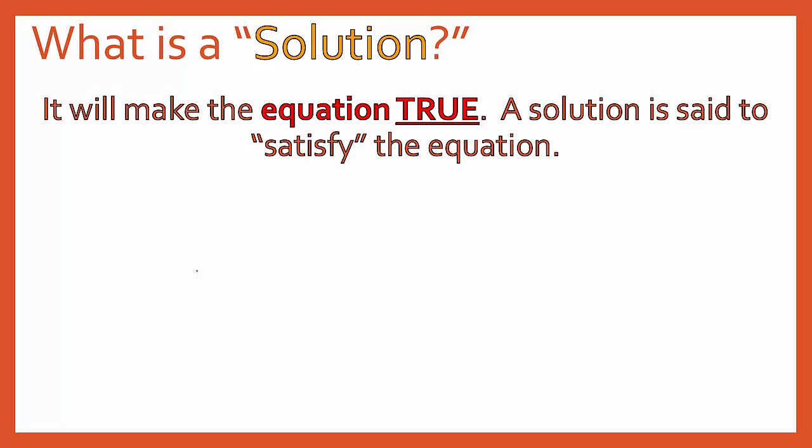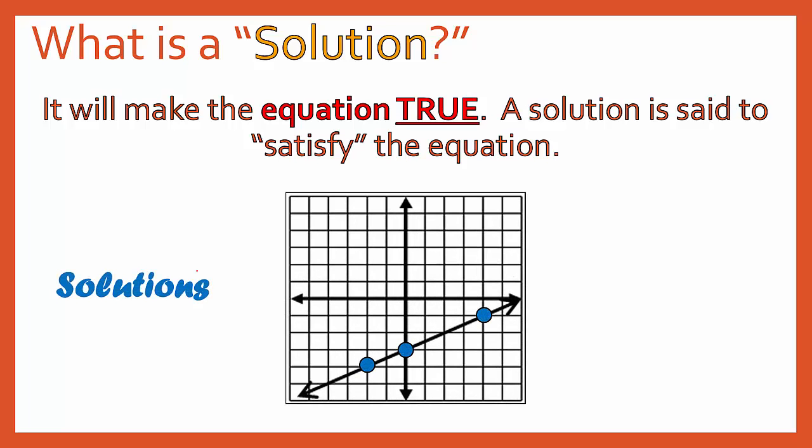A solution is a coordinate pair that will make the equation true. So it's said to satisfy the equation. For example, if we have points that are on a line, any point that's on the line is going to be a solution. And remember, the line is a representation of the function. Any point not on the line is not a solution.